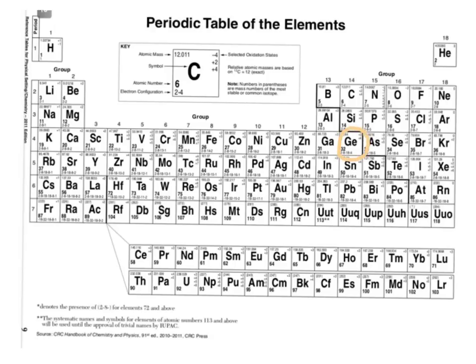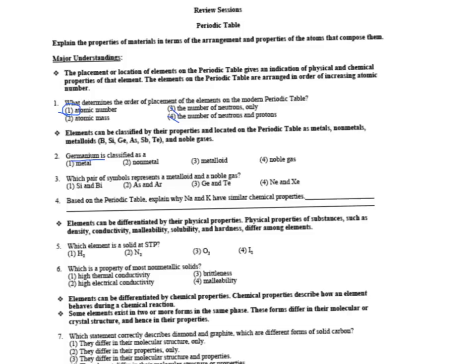Here we find germanium, element number 32. Notice that germanium has 2 sides of the bolded staircase or zigzag touching it. That makes germanium a metalloid. Know that germanium is a metalloid. Next it asks, which symbol represents a metalloid and a noble gas?